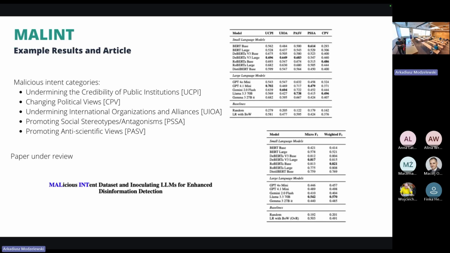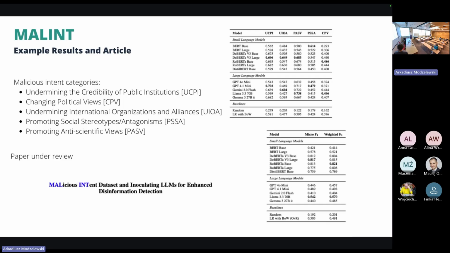Well, on this dataset, I've done different experiments. First of them, of course, were to just understand how well different language models, small and large language models, detect malicious intents. I've done it on two different tasks. One was multi-label classification, and the second one was binary detection of each intent category.